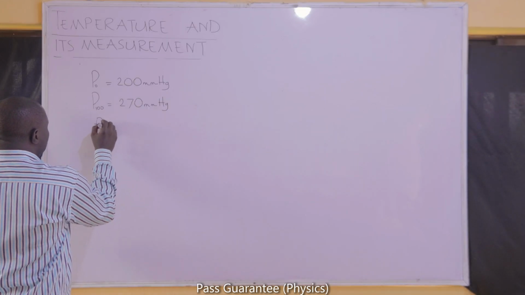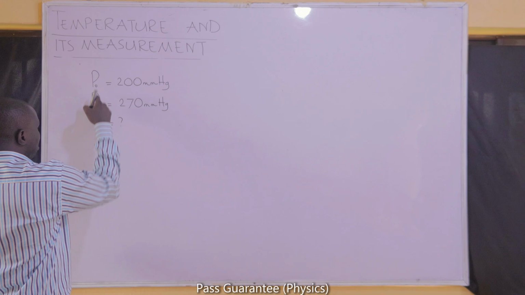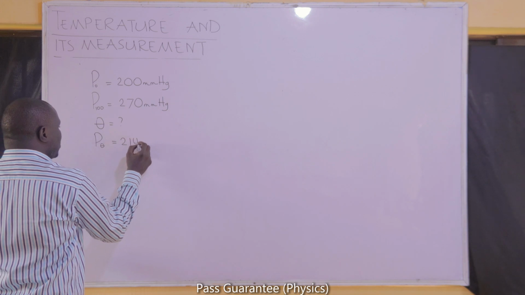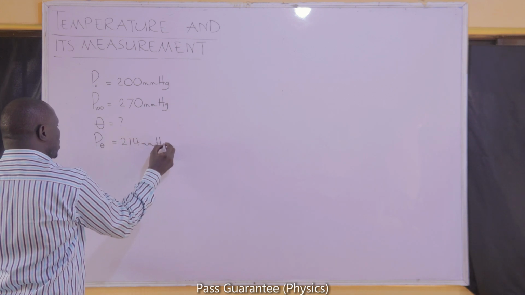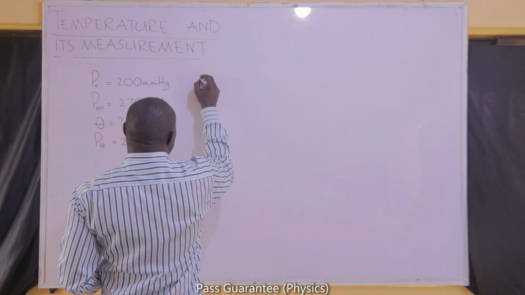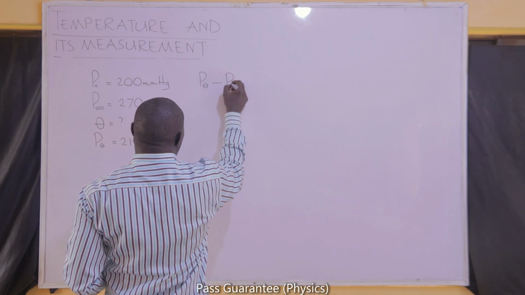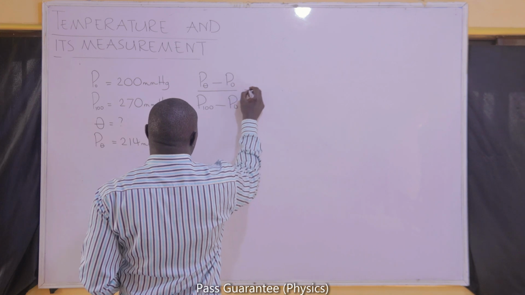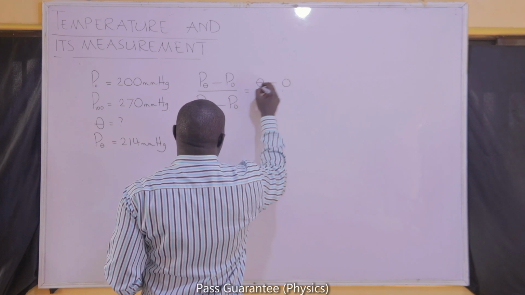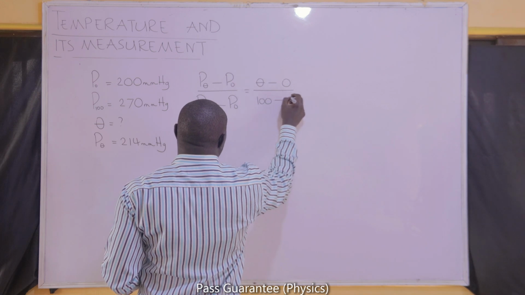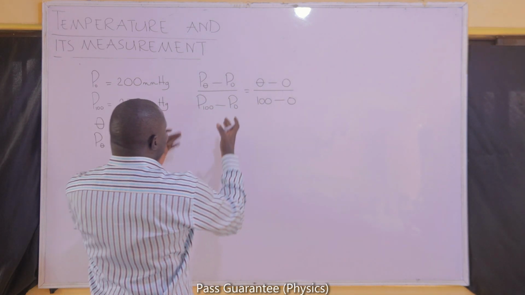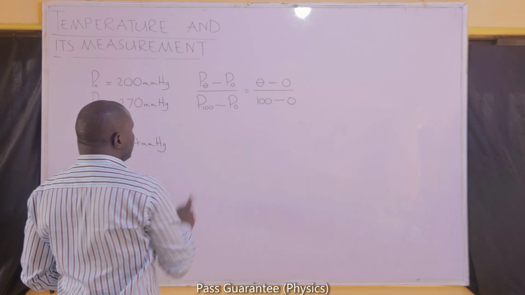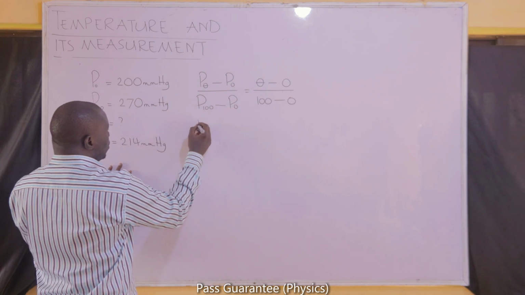I want to find the room temperature, any other temperature that is used in the question apart from 100 and 0, I'll call it theta. When it produces a pressure of 214 at that temperature, we can easily just do pressure at theta minus pressure at 0 all over pressure at 100 minus pressure at 0 should be equal to theta minus 0 all over 100 minus 0. So just arrange this side exactly the way you have arranged this side. The only difference is here you have temperature values, here we have pressure values. So P theta is 214.